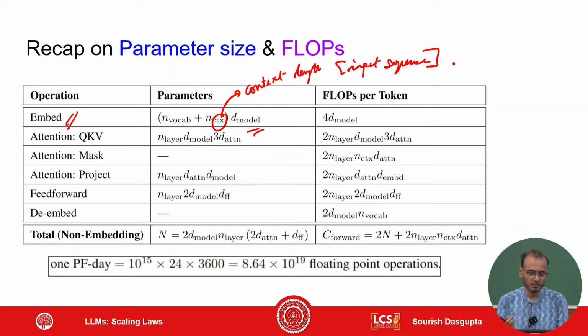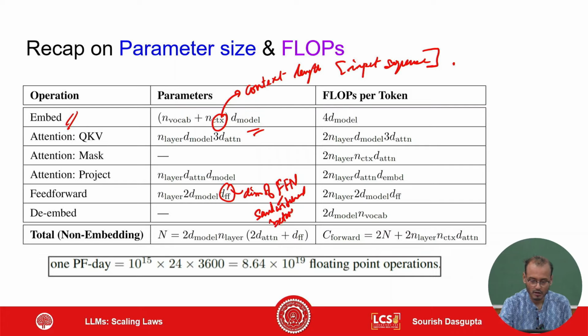So 2 multiplied by that many numbers. So DFF is the dimension of the feed forward network that is sandwiched between 2 attention network layers. Got the point? Are you remembering the architecture? Okay. And then if you add them all up, that would be the total embedding.